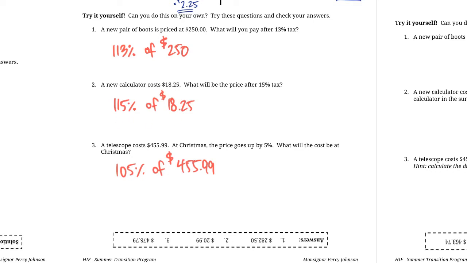And then lastly, it's saying the price goes up by 5%. This is actually the exact same thing as adding a 5% tax. So to add 5% to something, you're starting with 100% and you're adding 5% to it. So it's going to be 105% of the total cost. There you go. So if you do that, you should get these answers at the bottom of the page.